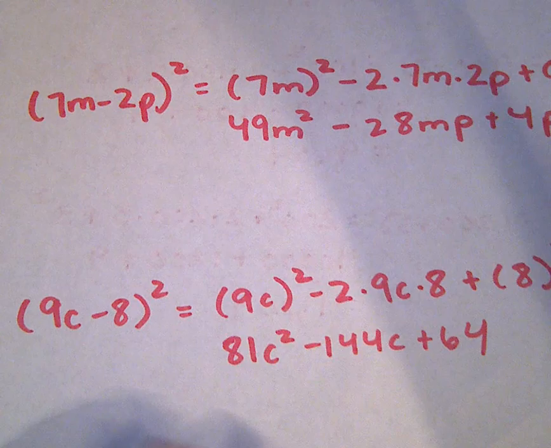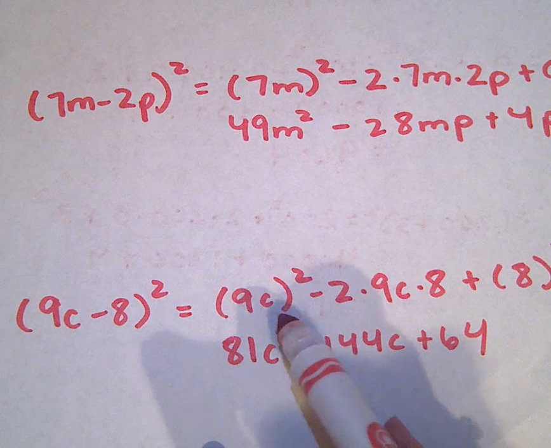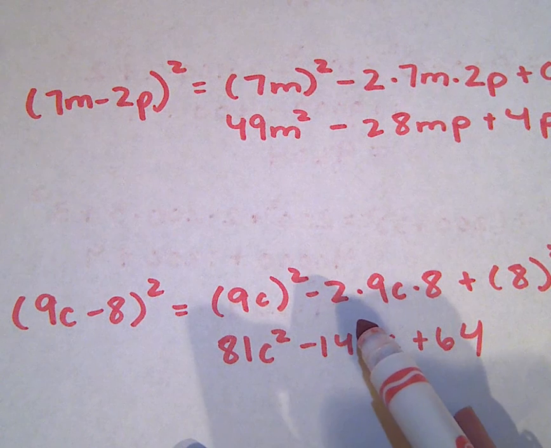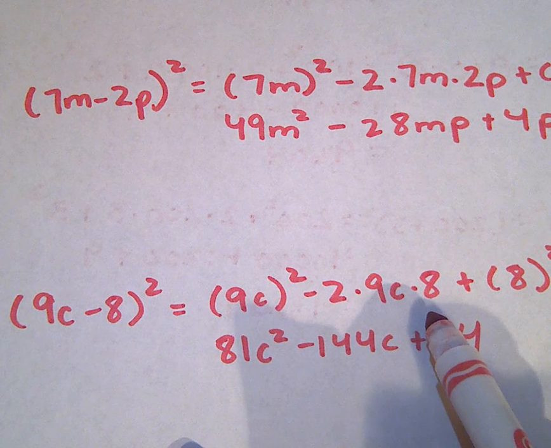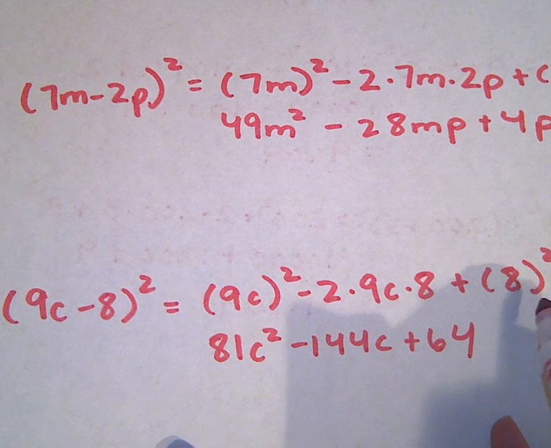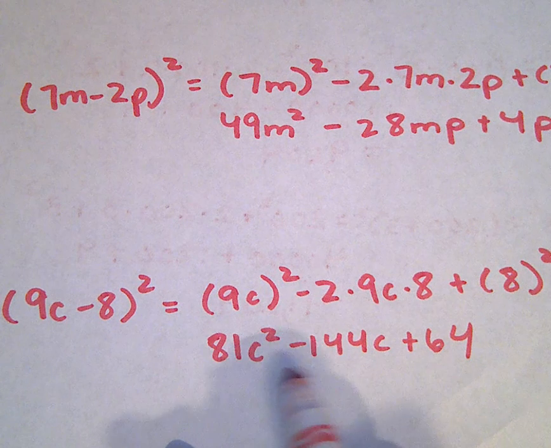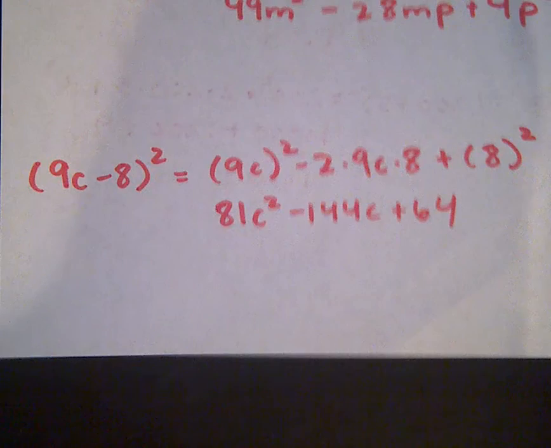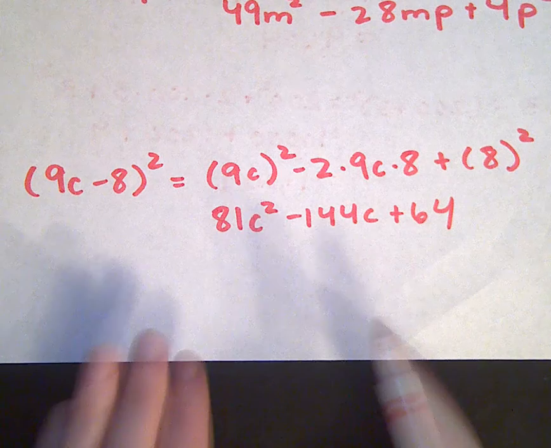Okay, last one, it was 9c minus 8, so you should have had 9c quantity squared minus 2 times your a, which is 9c, times your b, which is 8, plus 8 squared. So when that's simplified, it becomes 81c squared minus 144c plus 64. I need to get that so that everybody can see that. Okay, so that's what you should have had there.